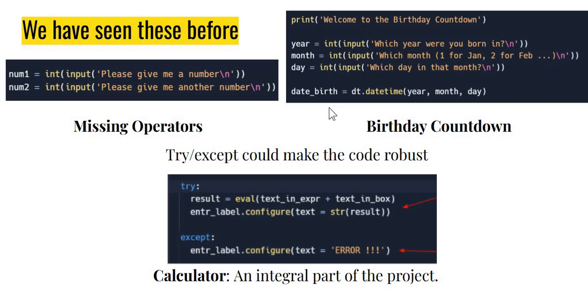Similarly, in birthday countdown, we may get non-integer values. We may get a situation where the values are okay, but they don't create a proper date. For instance, I might want to create a date which is 35th of January. That does not exist. That will get caught in this position. So there, it was all bonus.